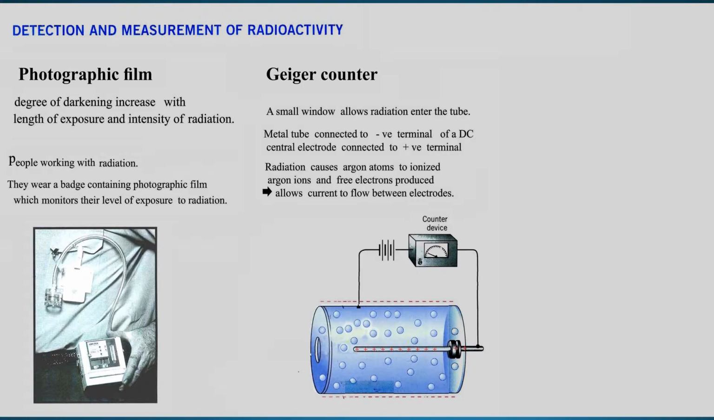The Geiger counter is another way to detect radiation. It has a metal tube connected to a metal rod, and the device can connect to a battery. Inside the tube is argon gas. The argon atom is an inert gas. It does not conduct electricity, so electrons cannot go through.